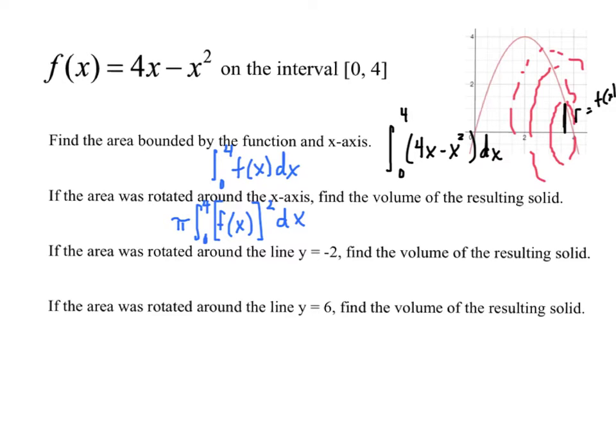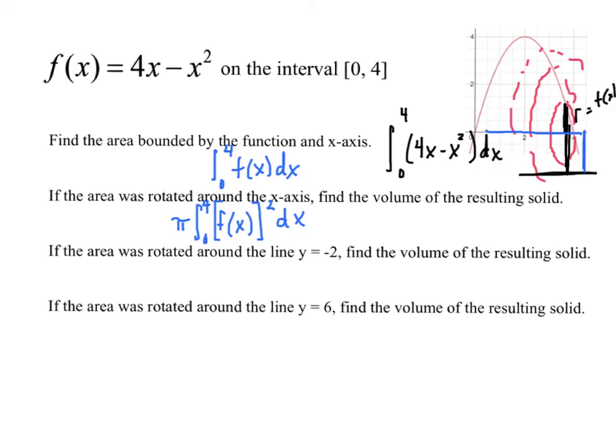Now, if it were rotated around the line y equals -2. Okay, so now, instead of just rotating around the axis, I've got this line down here at -2, and that's what I'm rotating it around. So now, the radius is 2 units bigger. But here's the one other thing we have to remember. We're taking a shape and rotating it around the line y equals -2. So there actually is a hollowed out center that has a radius of 2 units.